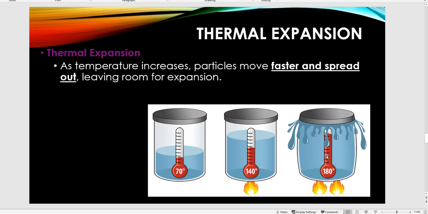That water will build up pressure. Those particles will move faster. They will spread further apart as temperature increases. That's what we call expansion. And that will eventually lead to a pressure buildup, which will cause water to seep out or to blow off the lid of this container.